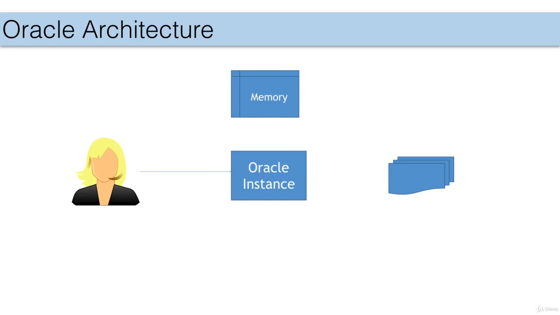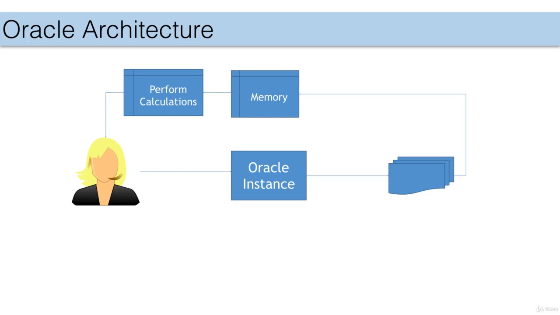I'm getting into more details now. In reality, it is not as simple as that. The instance does not get the data from the physical data files and directly give it to the user. What it does is, it takes the data from the data files, loads it into the memory, and then Oracle server takes the data from memory and performs the calculations as needed and provides the results to the user. This is how it works.